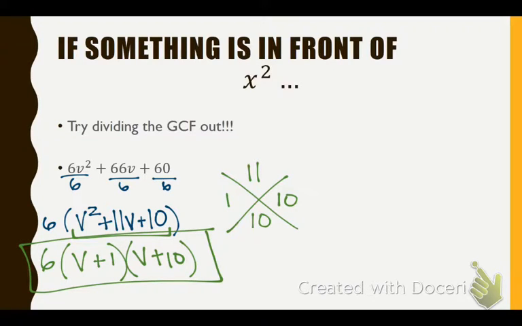So, if you want to check your answer, you could. You can do it any way you want to. You could FOIL first and then multiply by 6. You could distribute the 6 in and then FOIL that. Does not matter. Because it's multiplication, it doesn't matter what order you multiply in.